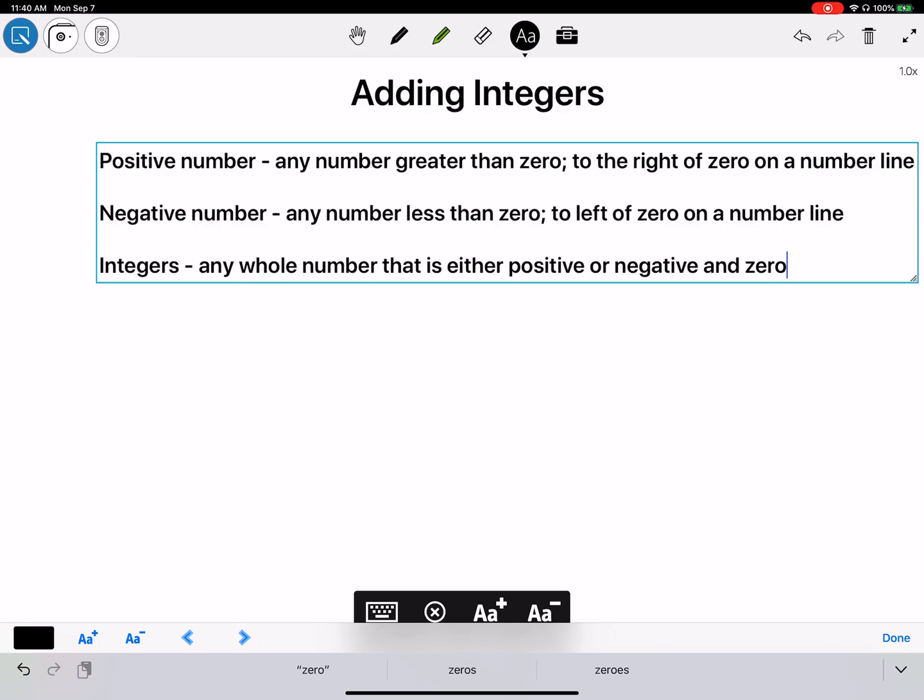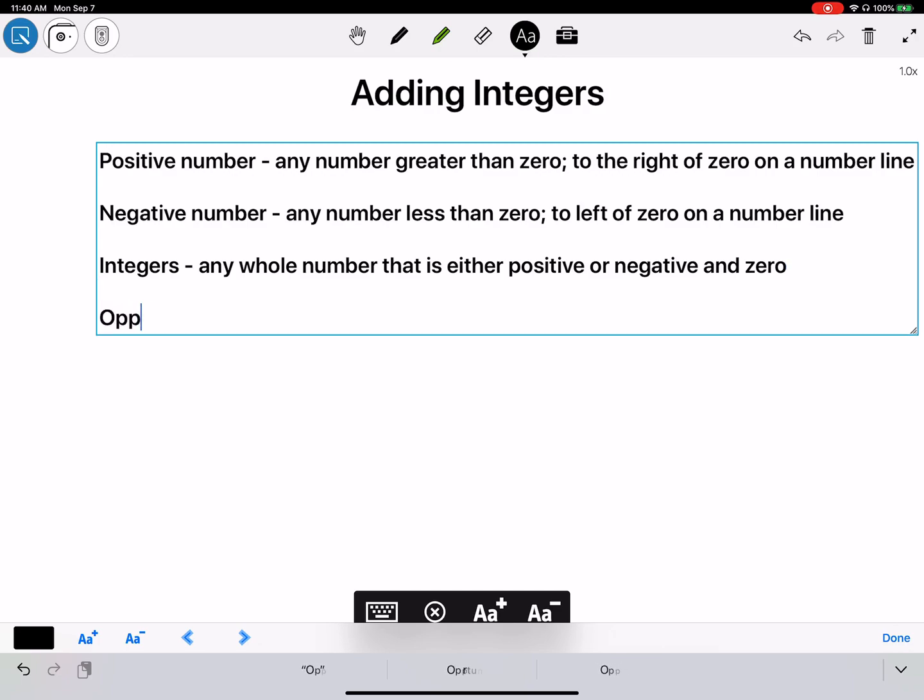Now, there's another vocabulary term that I want you to understand, and that's opposite numbers. Okay, opposite numbers are numbers that are the same distance from 0 on either side. So for example, negative 3 has a distance of 3 away from 0, but it's 3 to the left, and positive 3, that's 3 to the right.